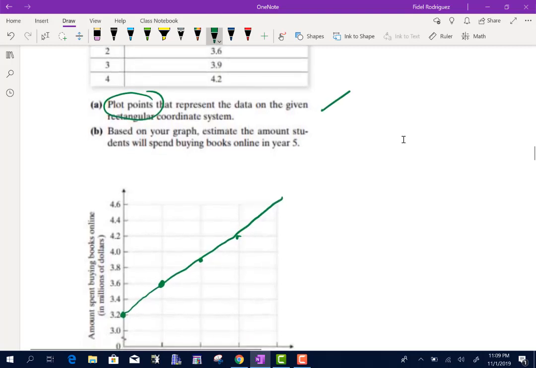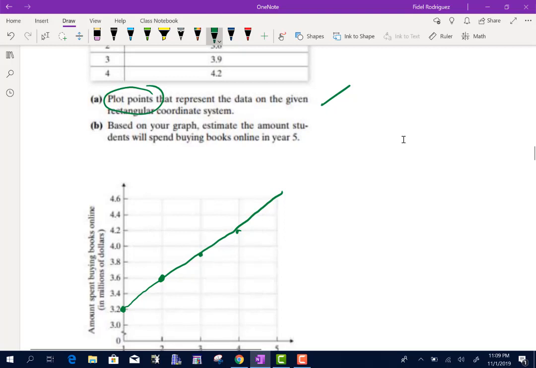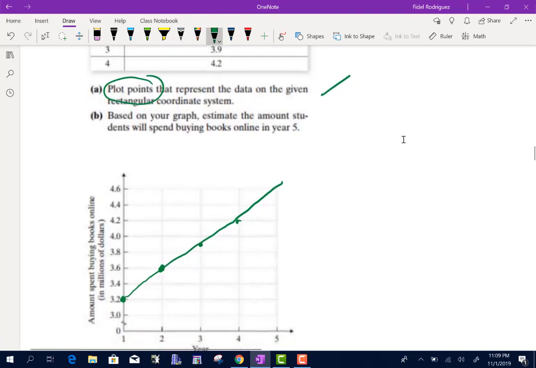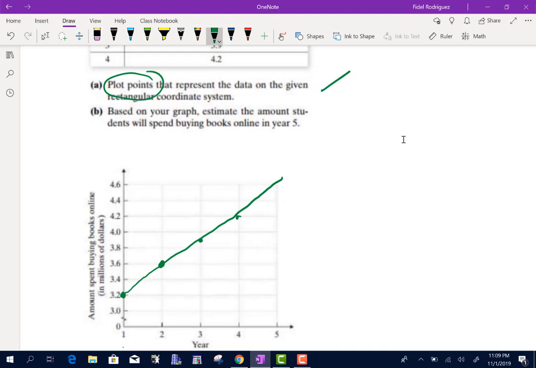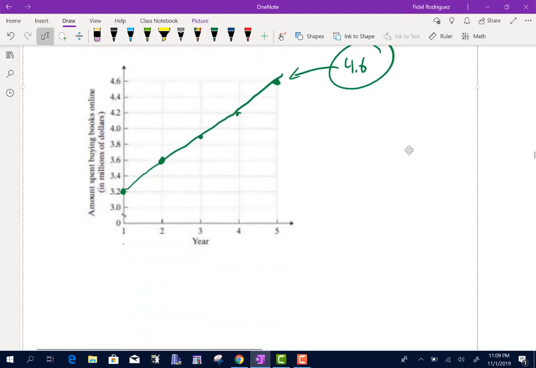Now it says, look, based on your graph, estimate the amount students will spend buying books online in year 5. So here's my year 5. What number am I at about right there? It looks like we're about 4.6, right? And so I want to point something out. It says estimate, right? So somebody might have said, oh, maybe 4.58 or something like that. It's an estimate, right? The idea is it should be a number close to that, right? Like if you said, oh, I think it's the number 12. Well, hey, man, we know we're way off there. But estimate means take a guess, but it needs to be a close guess, right? Alrighty, let's see.